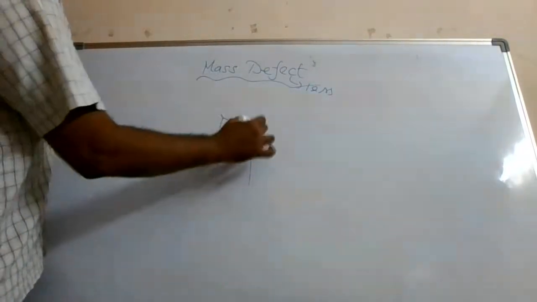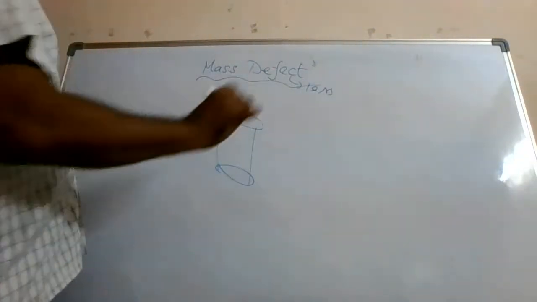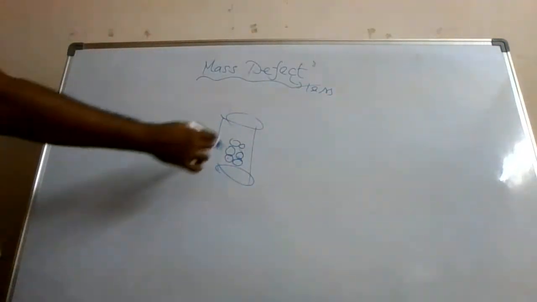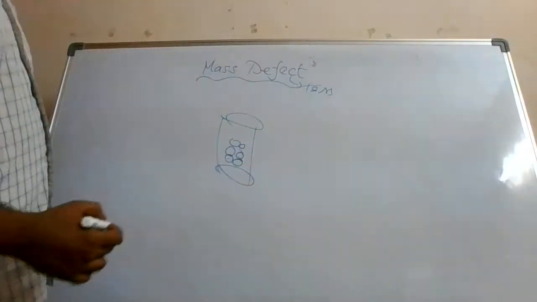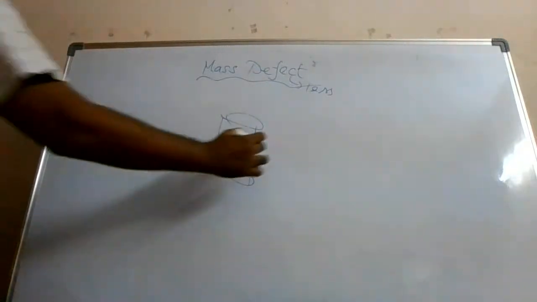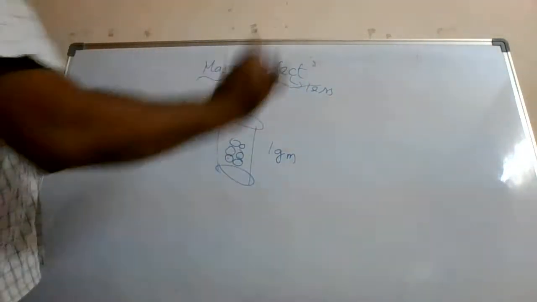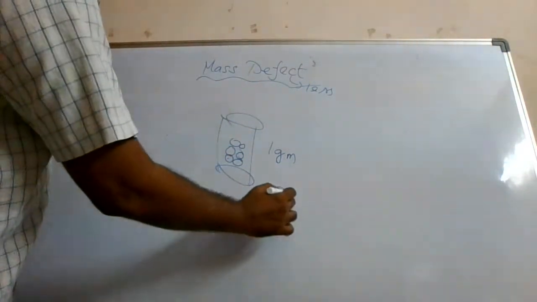Let us say I take a box, okay? Ignore the mass of the box. In the box, I keep marbles. How many marbles have I shown? 8 marbles. Each marble's mass is, let us say, 1 gram. Alright? Now, if I ignore the mass of this container, if I weigh it, I should get 8 grams.